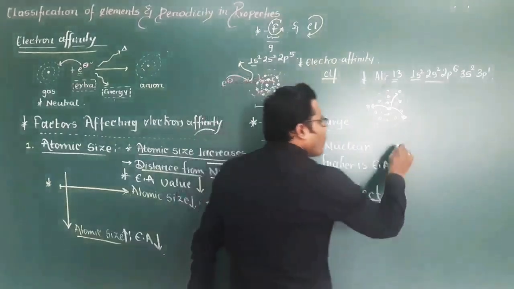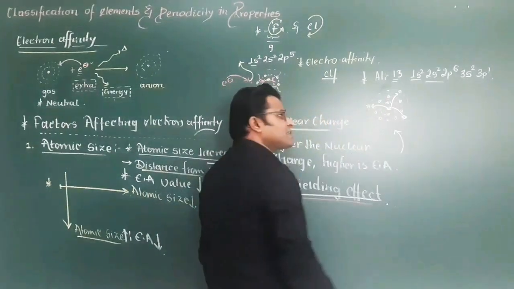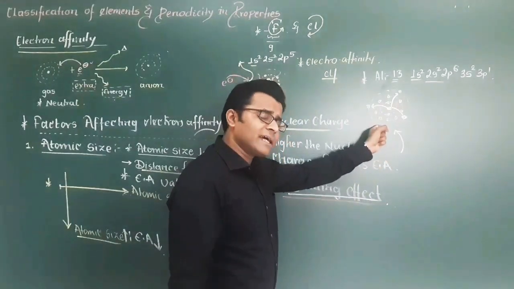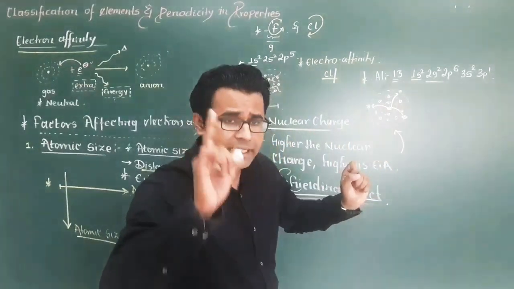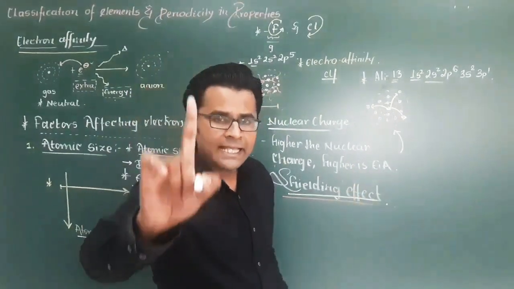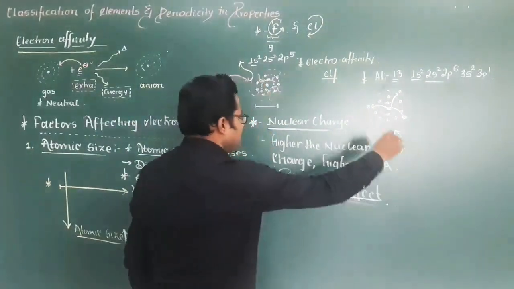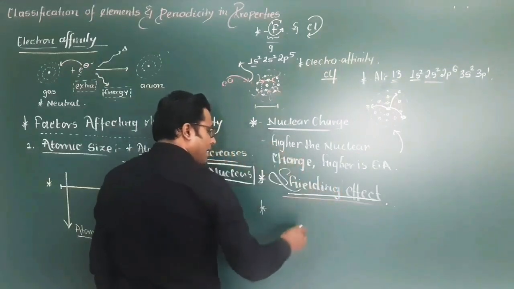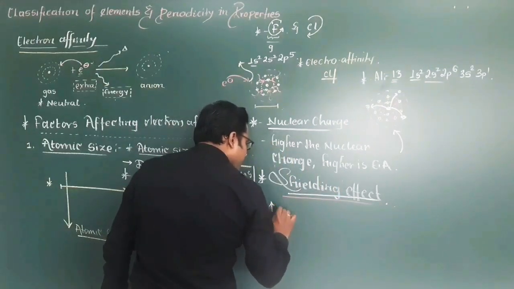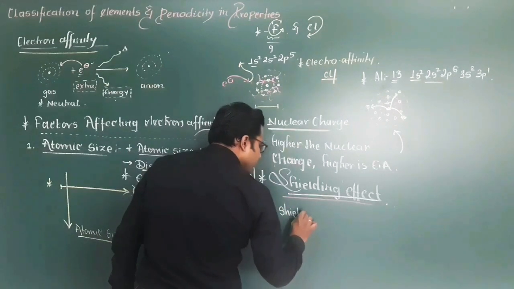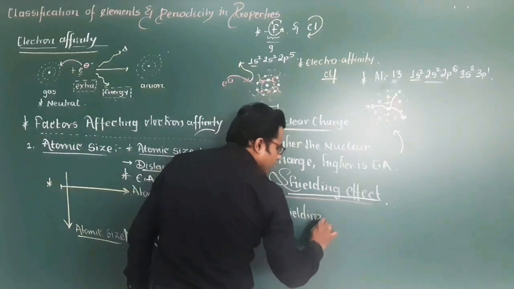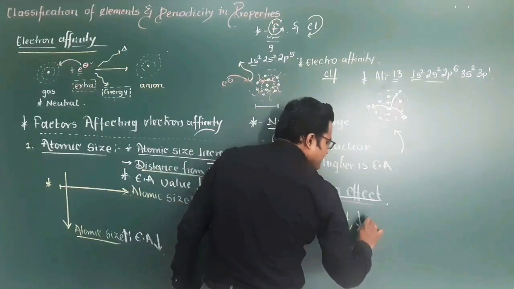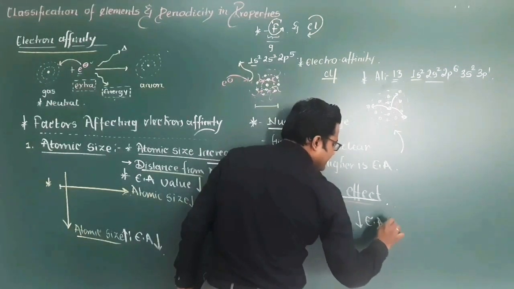Correct? So whatever electron we add in such conditions, the electron will enter, but the amount of energy liberated is going to be very, very less. So this is the third condition, the shielding effect. What will happen is, the greater the shielding effect, the lesser is the electron affinity value.